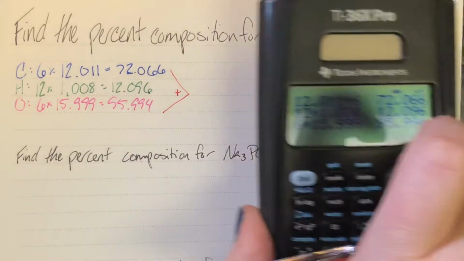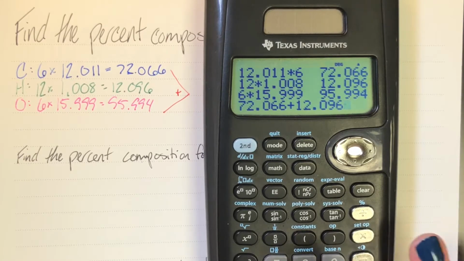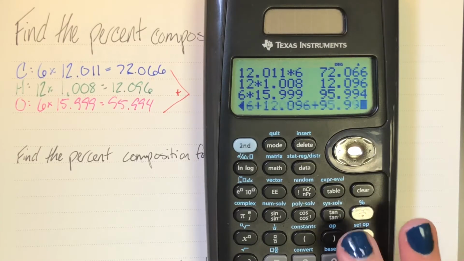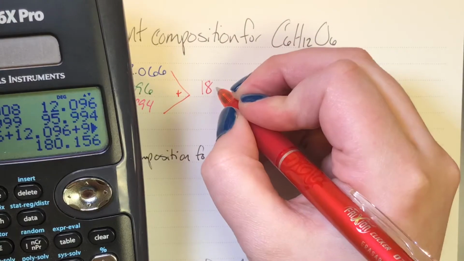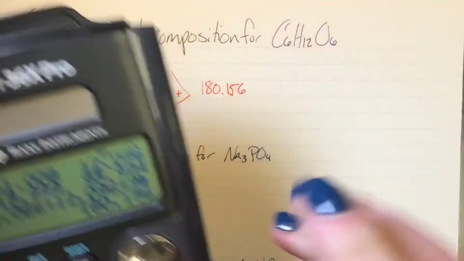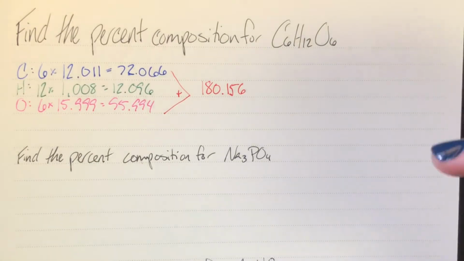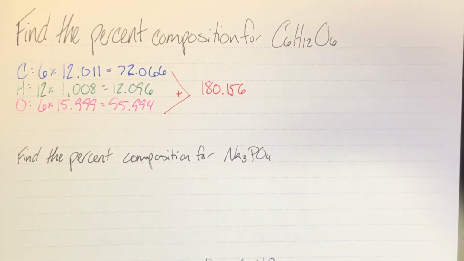Add all those up. So that would be 72.066 plus 12.096 plus 95.994. And that gives me a total mass for the compound of 180.156. I'm not going to bother attaching a unit because this isn't my desired answer, so I don't want to clog up my paper with units. But if you are curious, the molar mass unit should be grams per mole.